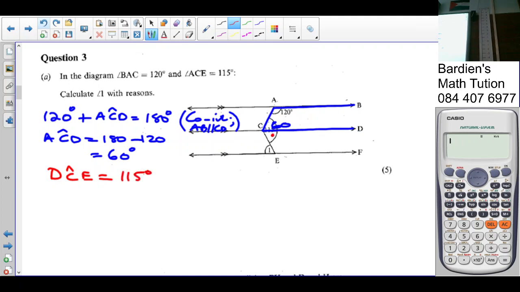115 degrees minus 60. Do we need a reason there? No, we don't need a reason, because 115 is on the diagram. If you're one of those girls that really need to write a reason, you can write given. But as I said, it's on the diagram. Given that ACE is equal to 115. Okay, which makes that angle how much? 55 degrees.